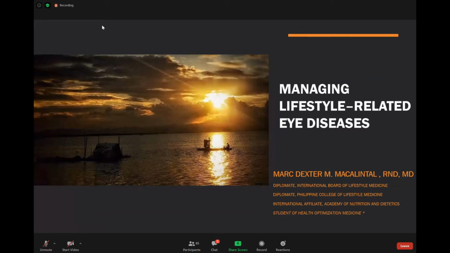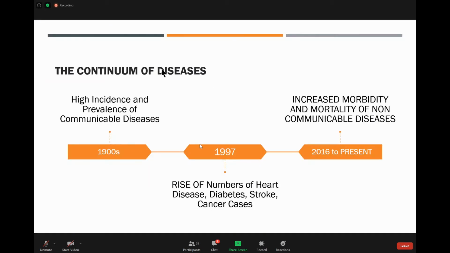So, okay, so let's start. I would like to introduce to you this slide. This is the continuum of diseases. Noong 1900s po kasi, there is a high incidence and prevalence of communicable diseases. Ano yan? Yan yung mga diarrhea, mga enteritis natin, mga pneumonia, tuberculosis. No? And then, in 1997, there was a rise of numbers of heart diseases, diabetes, stroke, and cancer cases. And up till now, there is still increased morbidity and mortality of non-communicable diseases, to include your hypertension, your diabetes, your cancers, your strokes.